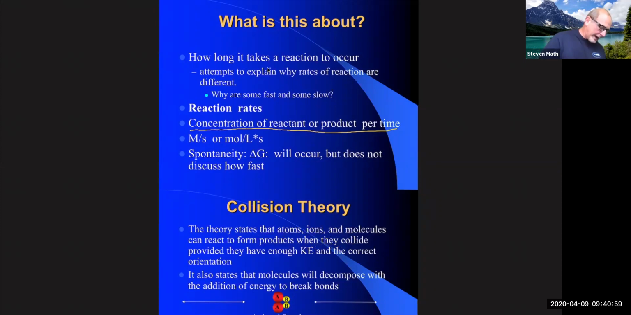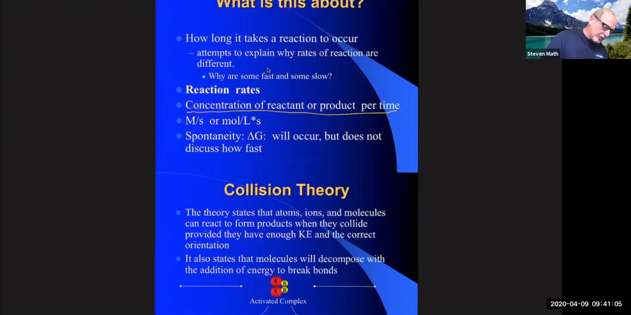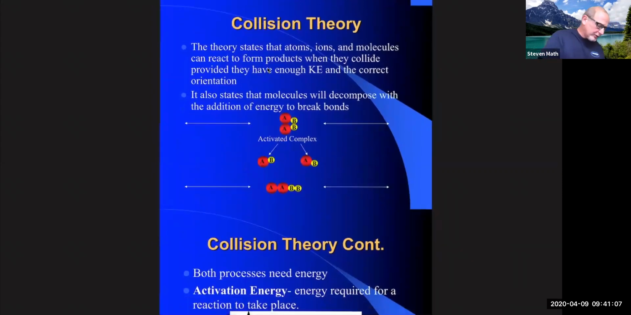Let's talk about why chemical reactions occur. And that's going to be based on something called collision theory. Now, for collision theory to work, we have to go on the assumption that atoms, ions, molecules, particles will react to form products when they collide. Now, that part's not all that important. We know that that happens. That's pretty normal. The important part is this second part right here that I'm highlighting, provided that they have sufficient kinetic energy and the correct orientation.